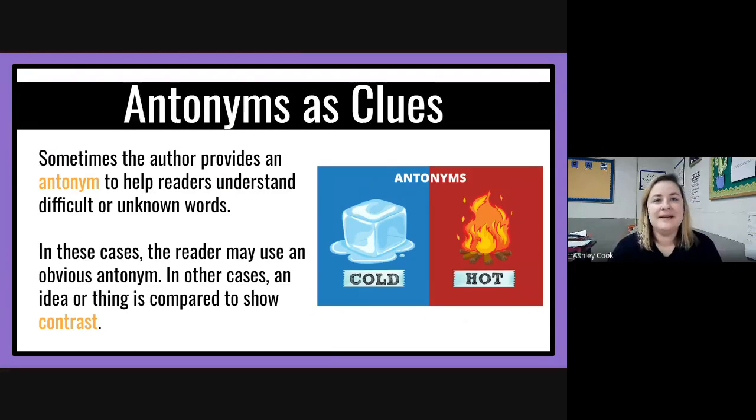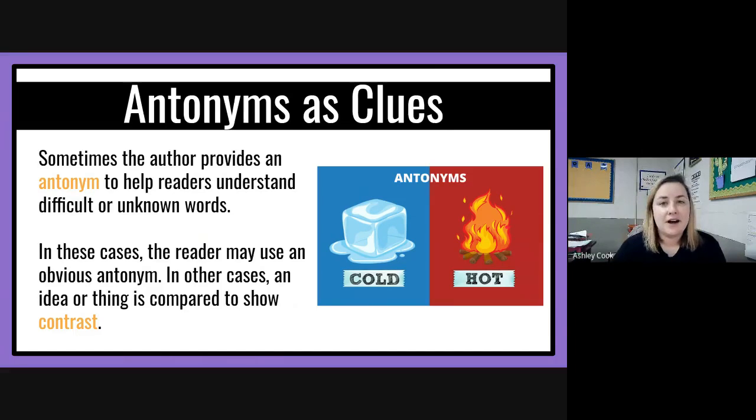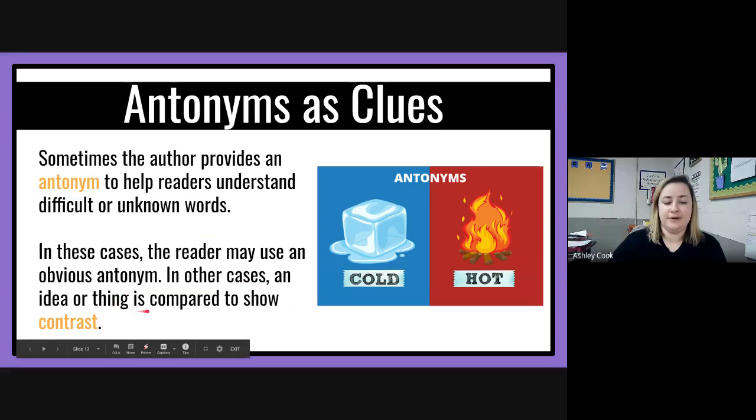If a synonym means the same, an antonym means the opposite. The opposite of cold would be hot. The opposite of big would be small. Tall and short, those are antonyms, things that are opposite. In some cases, it might be an obvious antonym. In other cases, an idea or thing is compared to show contrast.